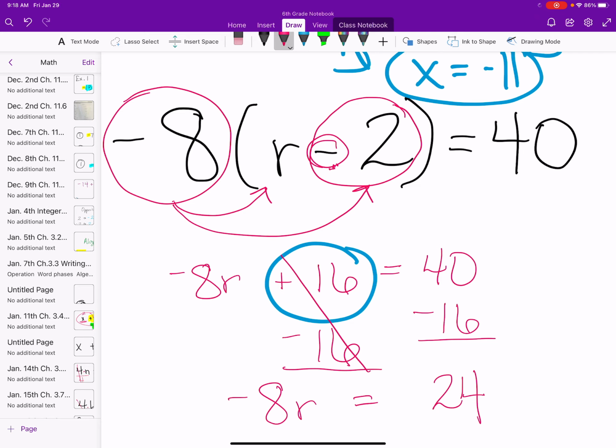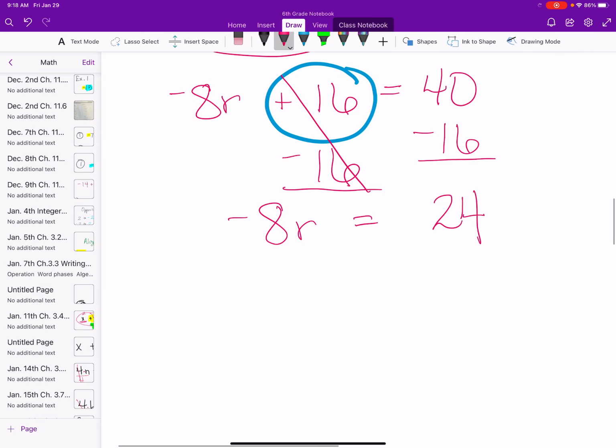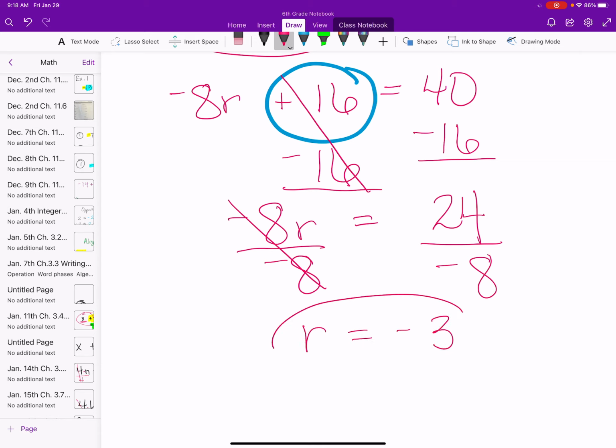So negative 8 times what gets us a positive 24? If you can't think of that in your head, you're going to divide by negative 8 on each side. And you get r is equal to negative 3.